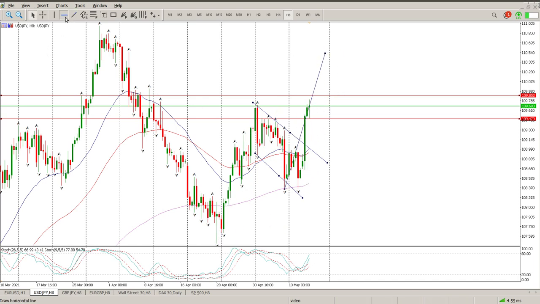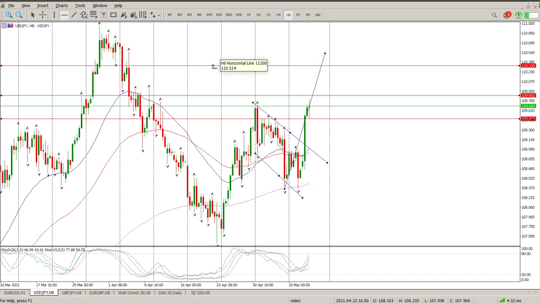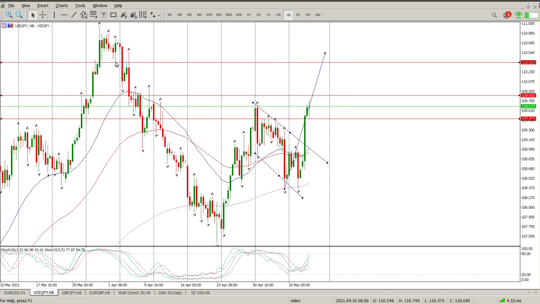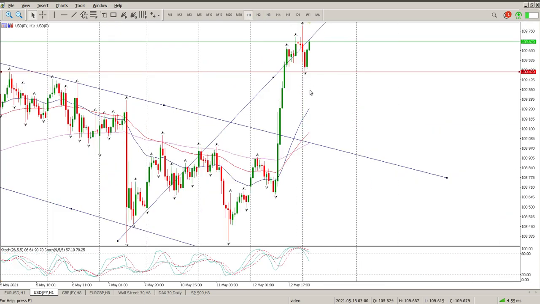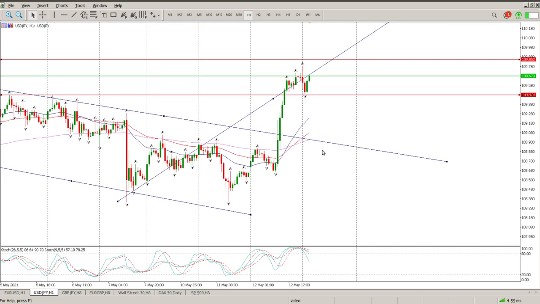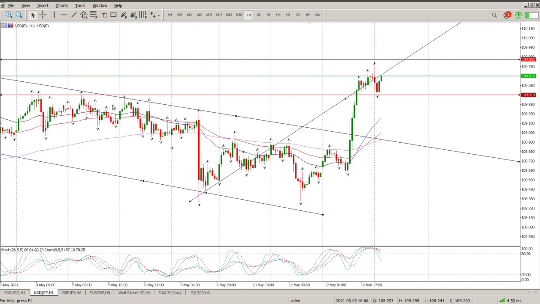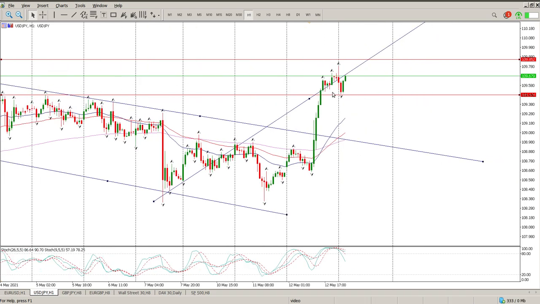pretty much drop it to this inside tail here. And if you look at the hour, you'll see a strong move up. We've broken through these inside tails. I'd look for support here.